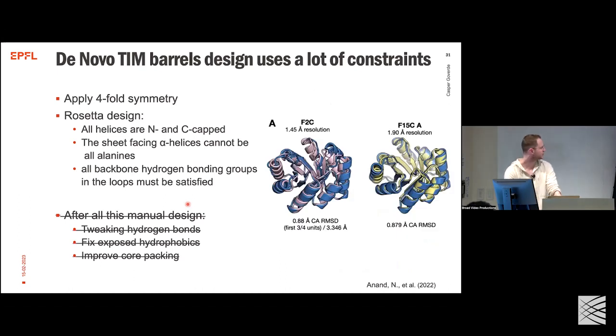To be fair, the manual design steps have recently, in another paper by Possu Huang's group, been removed, where they also apply a convolutional neural network to redesign these structures. But overall, what I'm trying to tell you here as a takeaway is it's been challenging to design these structures, and you need to apply some constraints on the algorithms to get success.